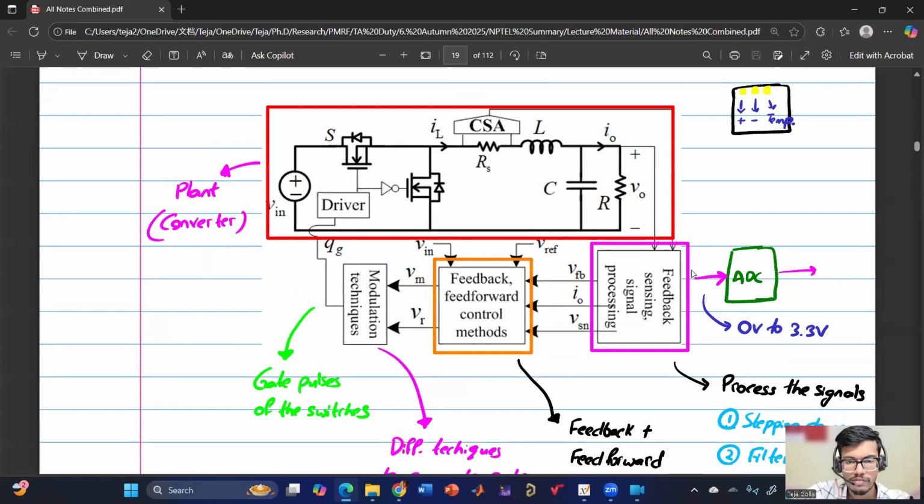For a buck converter, we have signal processing. We have also discussed why signal processing is needed, because if there is any noise, we need to filter it before we send it to the controller. Then the controller can be feed forward or feedback control, and then the modulation technique will generate the gate pulses depending upon pulse width modulation, constant on time, constant off time, but the overall architecture remains the same.